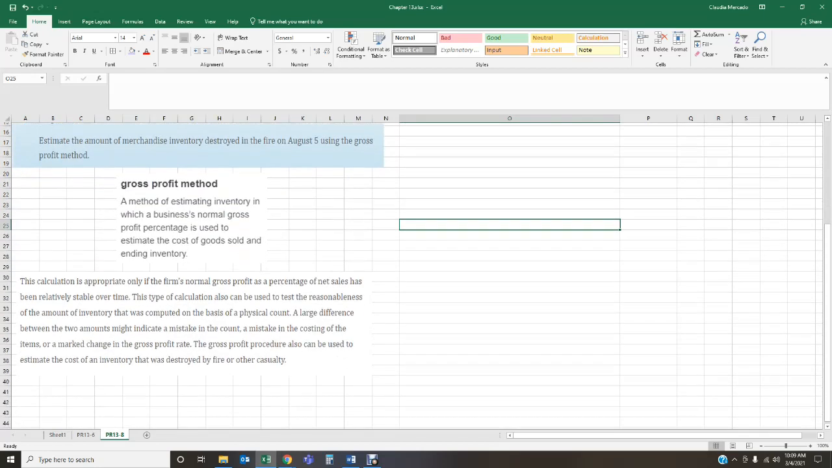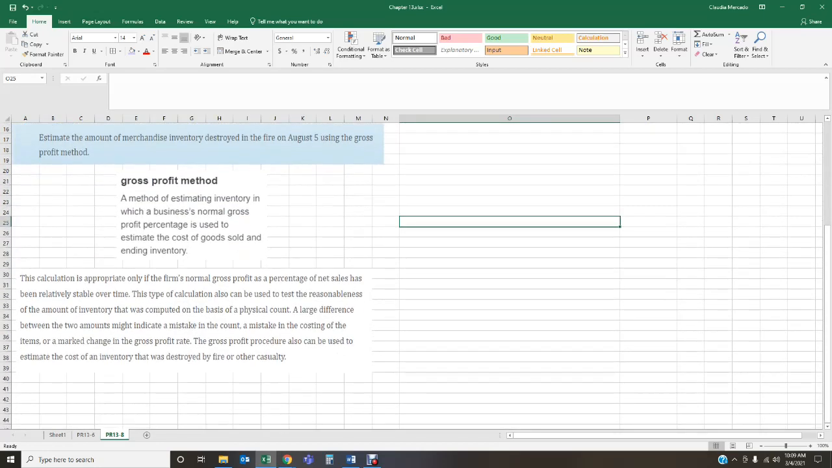I got this straight out of your book. The gross profit method is defined as a method of estimating inventory in which a business's normal gross profit percentage is used to estimate the cost of goods sold and the ending inventory. This calculation is appropriate only if the firm's normal gross profit as a percentage of net sales has been relatively stable over time. If it's 20% one month, 30% the following, 50% the following, then you can't really use it. It's only valid if it's stable.